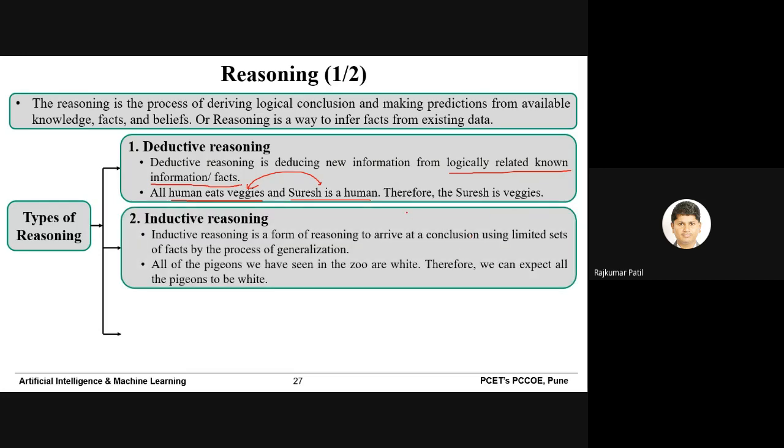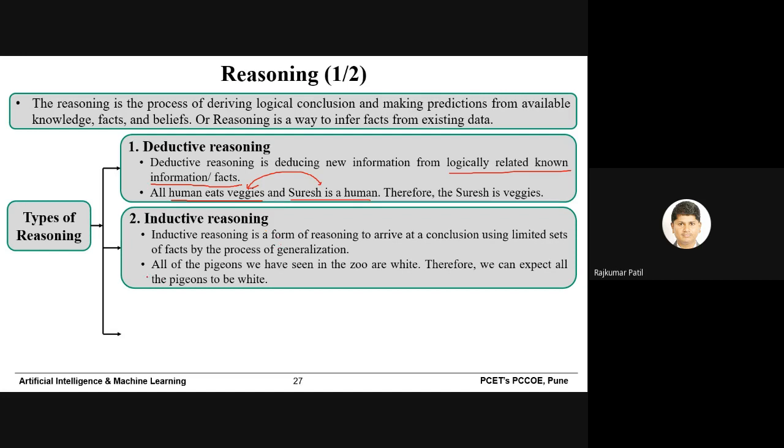The second type is inductive reasoning. It is a form of reasoning to arrive at a conclusion using a limited set of facts by the process of generalization. In this case, based on our understanding level or previous experience or some sort of data, we try to make things in a very generalized way, and that's why we are able to differentiate between male and female. When some image is placed in front of you, you can easily conclude whether it is a male or a female or something else.